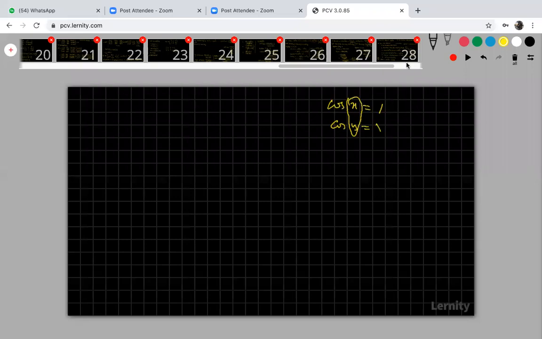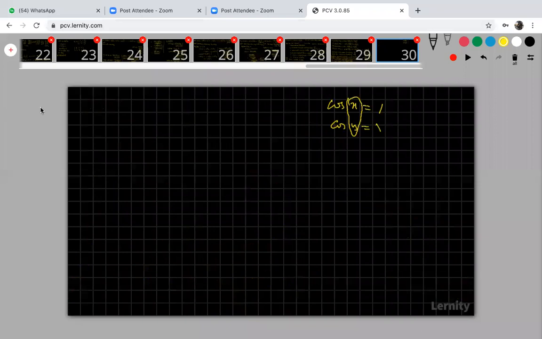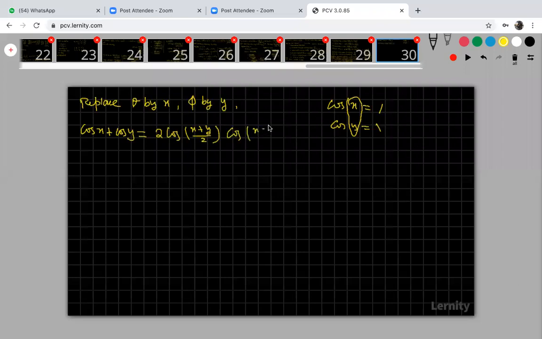So like that, I'm going to replace both the sides, just replacing here theta is x, here also theta is x, theta is x. Here also phi is y, phi is y, phi is y. Therefore, the value of the function never changes. So replace theta by x, phi by y. Then we get cos x plus cos y equal to 2 cos of (x plus y) by 2, cos of (x minus y) by 2.